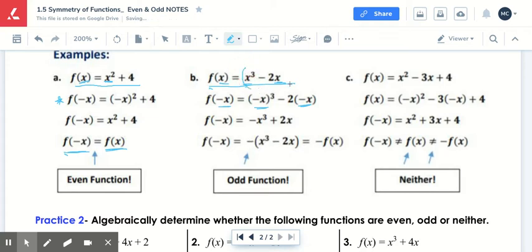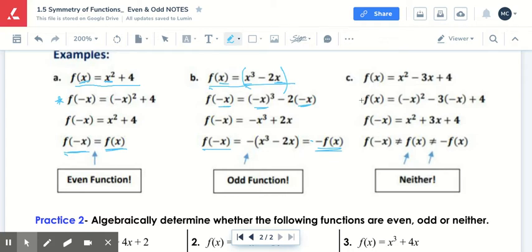So that would be exactly the opposite of what the original function stated. That means f of negative x, when you replace the x with negative x everywhere within the function, you end up with exactly the opposite of the original function. And that's the hallmark of an odd function.